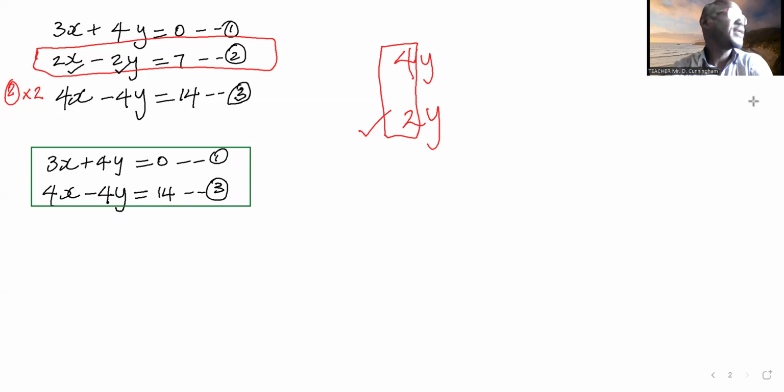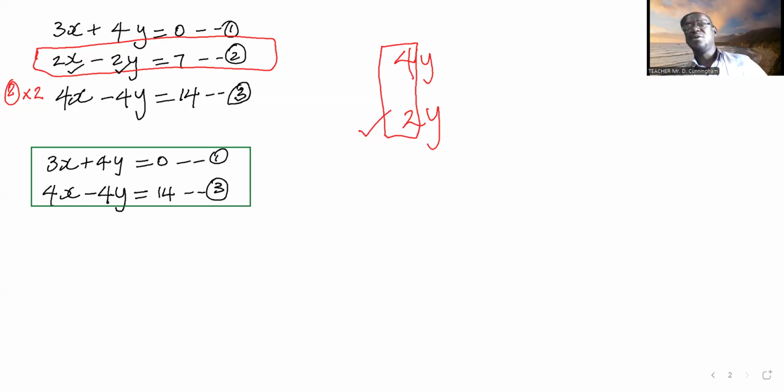Salome, which unknown have the same coefficients? We have two unknowns, x and y. Which ones have the same coefficients now, or numbers in front of them? 4. Right, so that would be the y's. The y has the same coefficient.